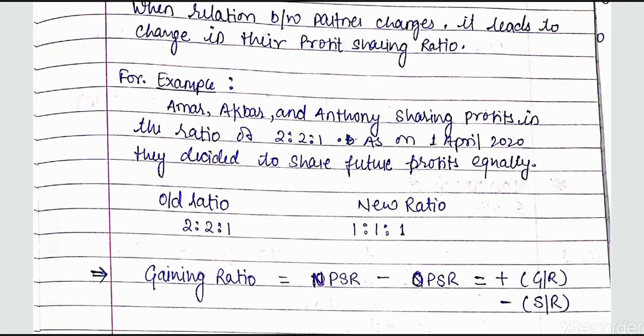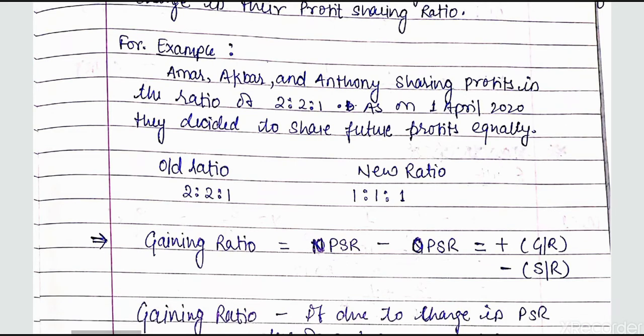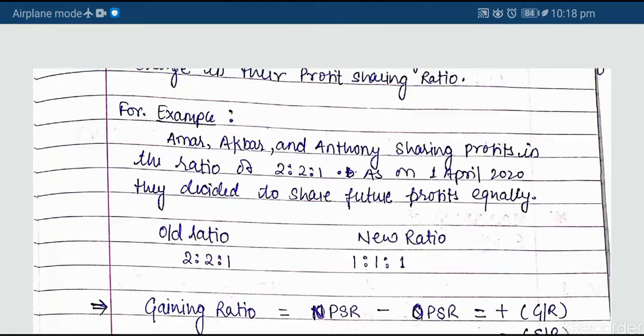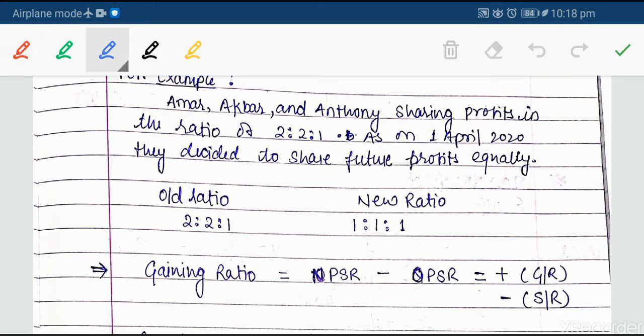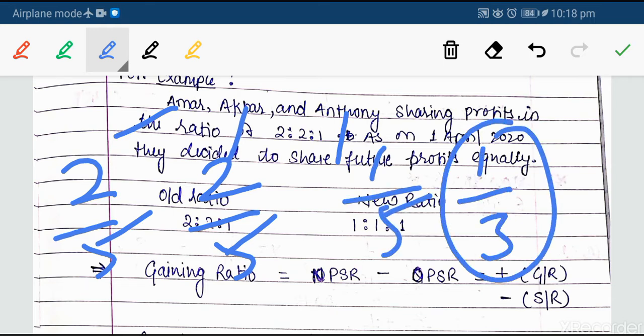Suppose Amar, Akbar and Anthony share profits in the ratio of 2 is to 2 is to 1. This is their profit sharing ratio. As on 1st April 2020, they decided to share future profits equally. So the old profit sharing ratio was 2:2:1, or we can say they were sharing profit in the ratio Amar 2/5, Akbar 2/5, and Anthony 1/5. Now they will be sharing 1/3 each.